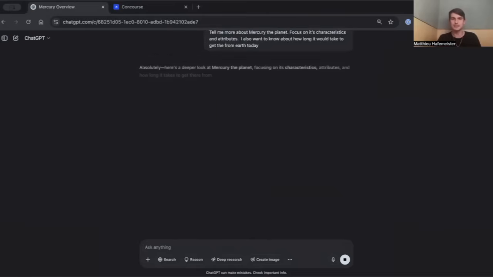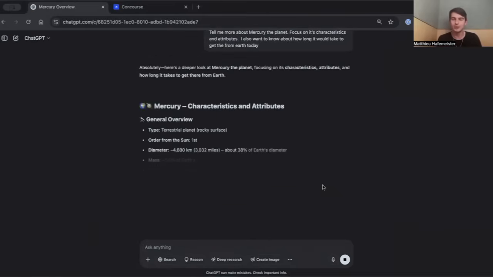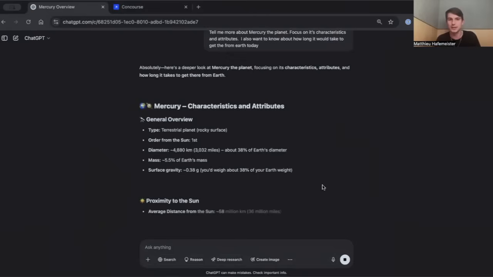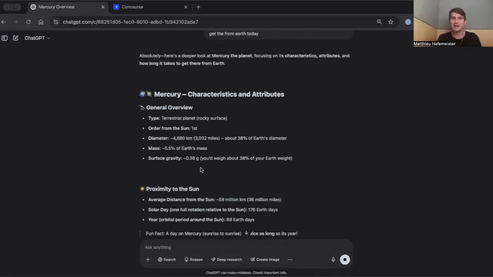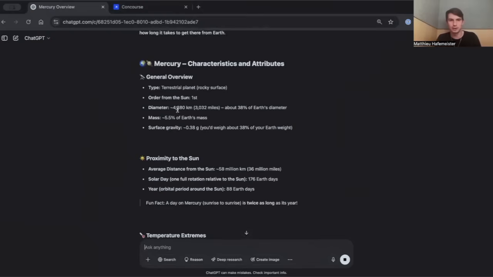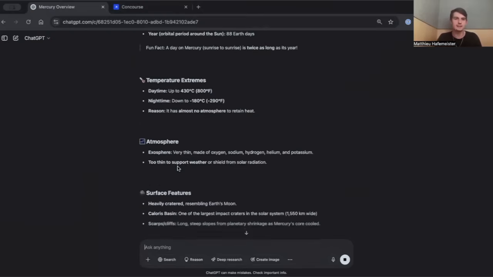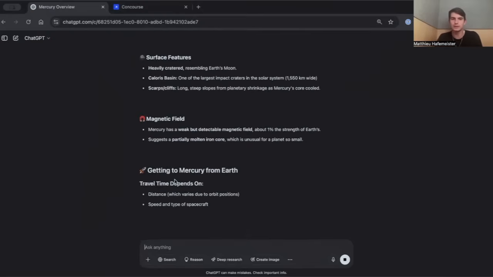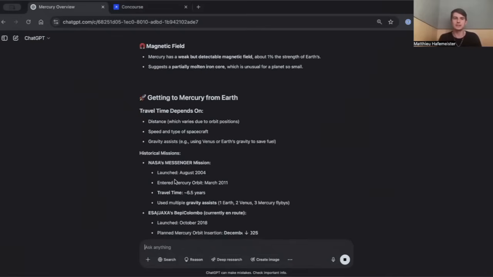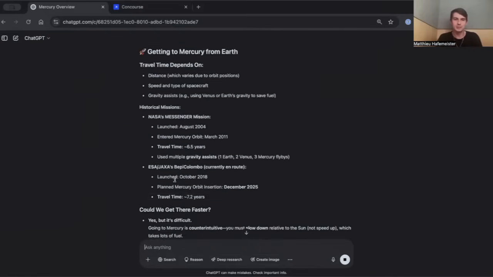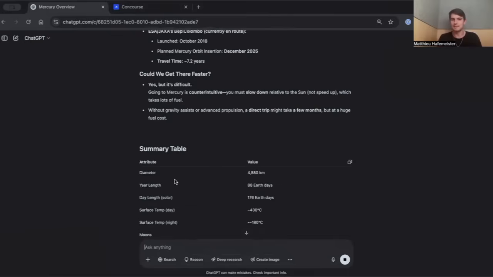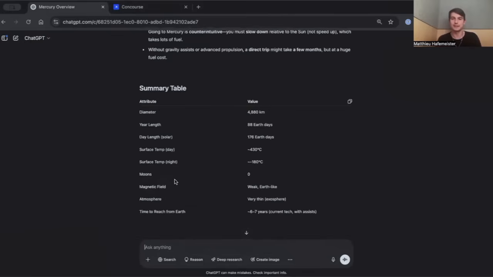And so if I run the second prompt, which is a little bit more focused, with a little bit more detail of what I'm actually trying to learn about, it will go through and give me information about Mercury itself. So, an overview, proximity to the sun, its temperature, its atmosphere, magnetic field. And then it's also going to do some calculations around how far it is, historical missions, and really summarize that back for me in a table, right, to get all the detail that I want.